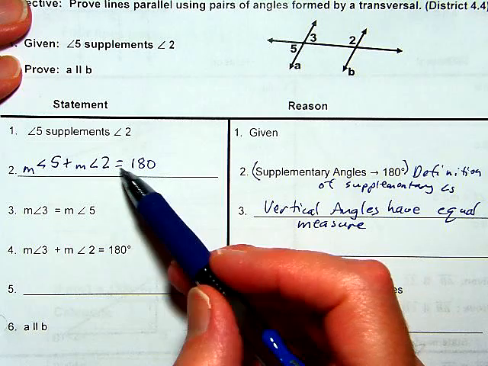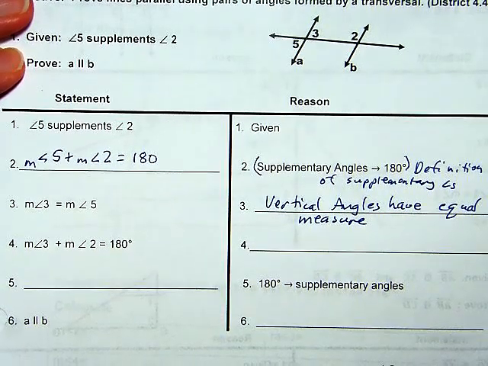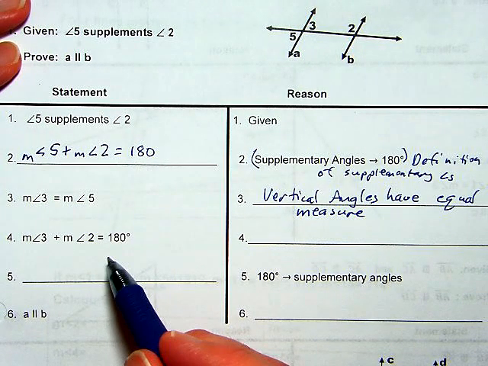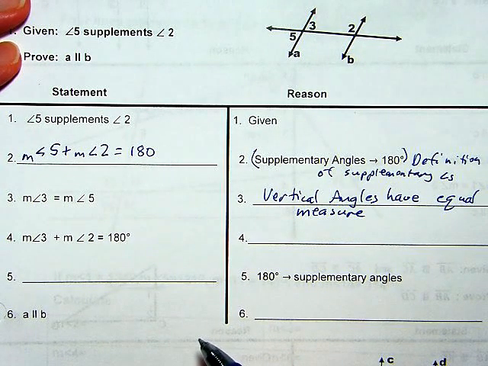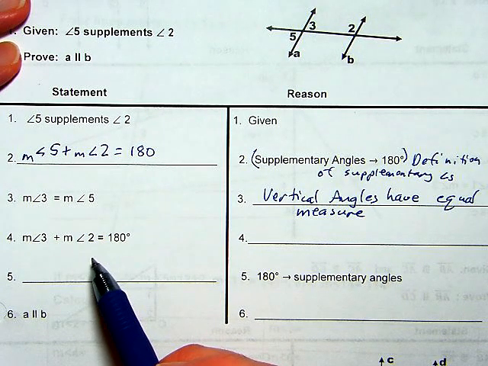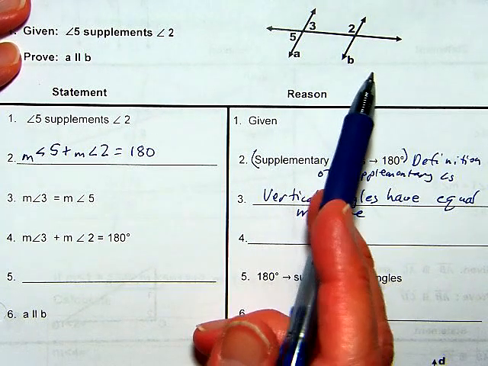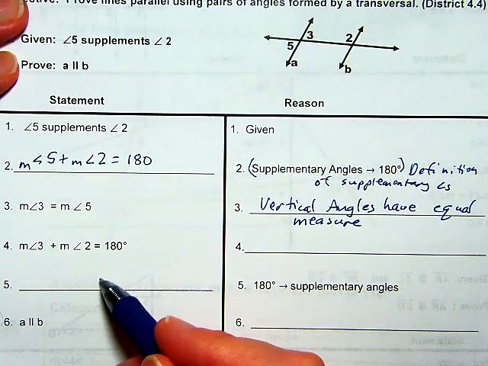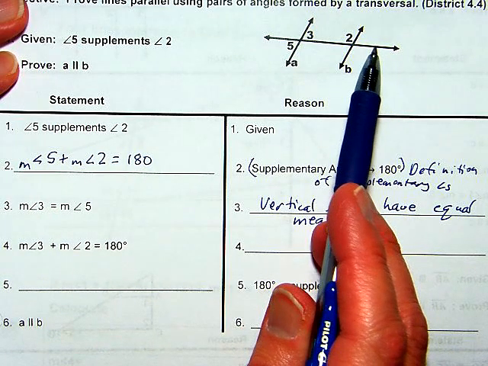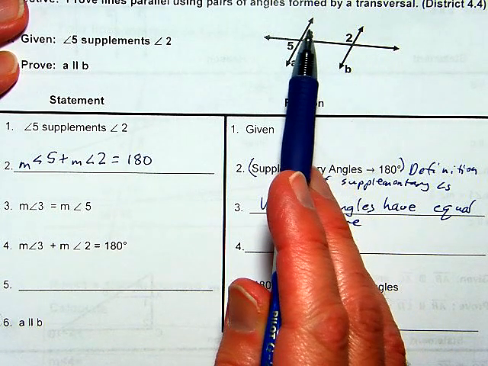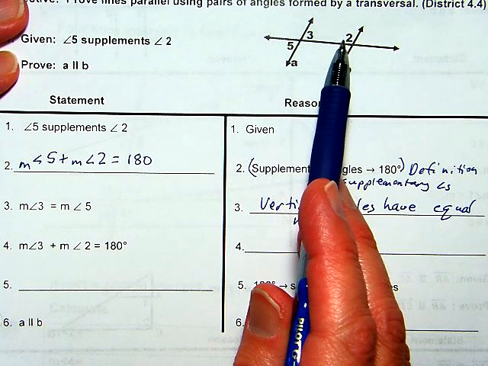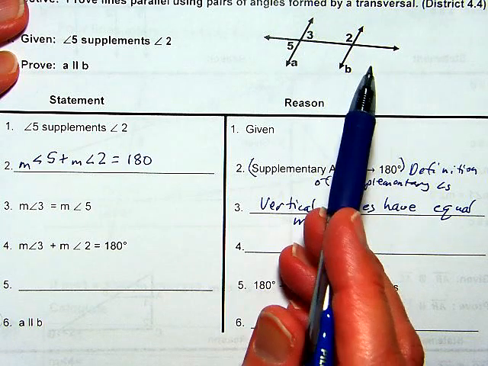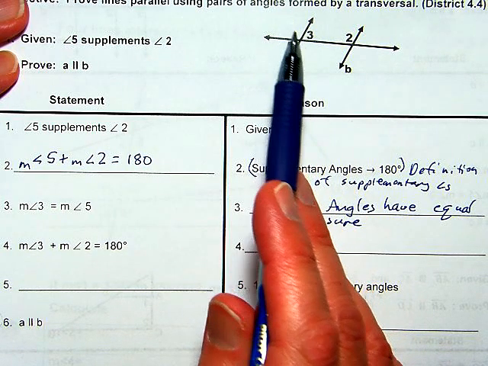Two of them are equalities. And now we move on to our fourth statement, which is that the measure of angle 3 plus the measure of angle 2 is equal to 180 degrees. Well, is that something that we can derive from this diagram? Let's take a look. The measure of angle 3 plus the measure of angle 2 equals 180, which we know means that they're supplemental. And that's saying that angles 2 and 3 are supplemental. Well, can we derive that from this drawing?